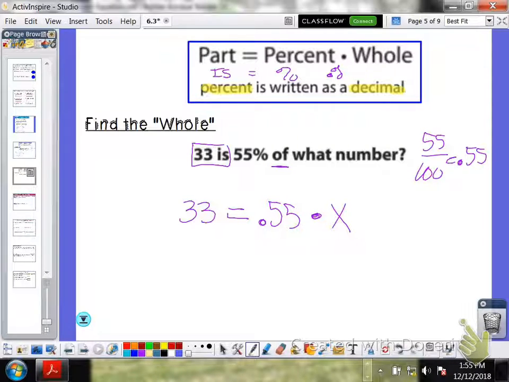So if we have to multiply some number by 0.55 to get our 33, what's the opposite? We would need to divide by 0.55. Divide by 0.55. And what I get is x is equal to 60. So here's just another way of doing equations and stuff with percents.